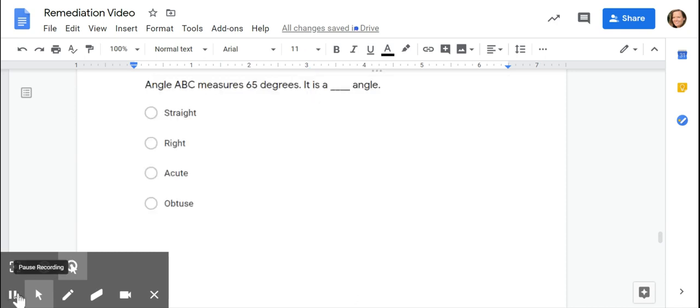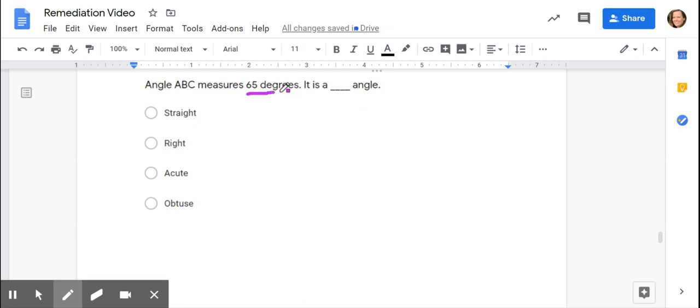Okay, now this is where you should really be reviewing your flashcards if you had a hard time with this. Angle ABC, we're not shown a picture, but we're told that it measures 65 degrees. It is a blank angle: straight, right, acute, or obtuse. Well, if you have your flashcards, which hopefully you do, and if you need them, I would really print them out. Straight angles measure 180 degrees exactly. Right angles are 90 degrees exactly. Acute angles, remember, acute is little, less than 90 degrees, and obtuse is greater than 90 degrees.